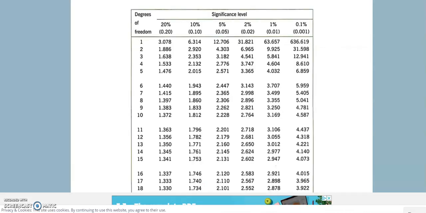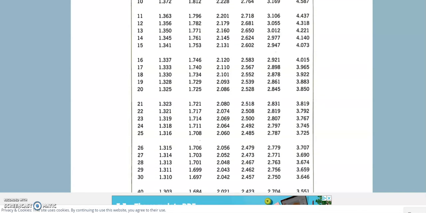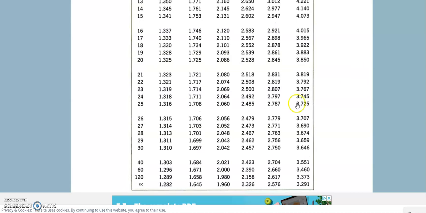So if we go to our table, 95 would be that 5%, and then we're going to go down to 29, and that gives us the 2.043.